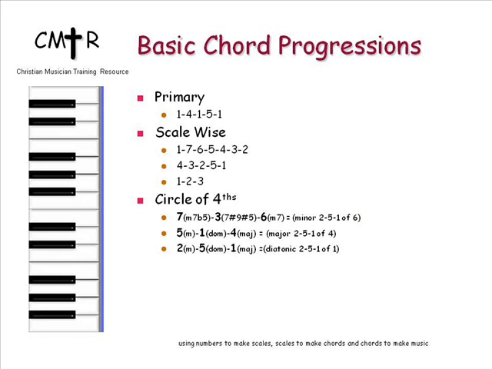In this section I'm going to cover 3 basic types of chord progressions. One is what I call a primary chord progression using the 1-4-1-5-1. Another is a scale-wise progression, either going up the scale or down the scale sequentially. And then another one is what I call the circle of fourths, which is based on the scale and the chords move in fourths within the scale.